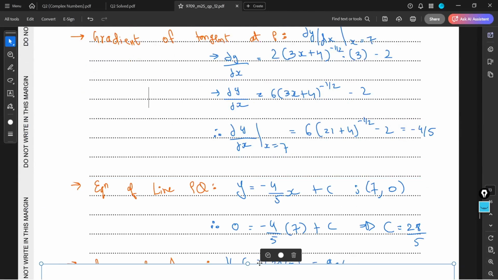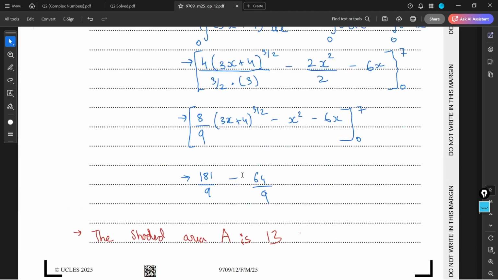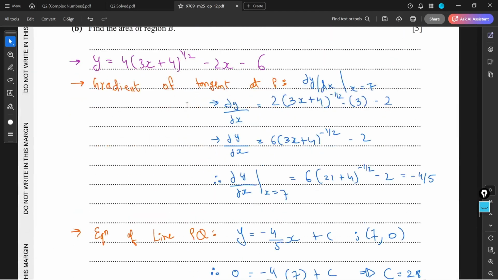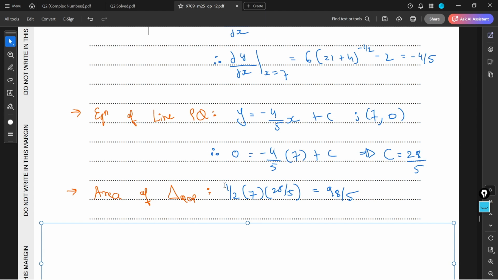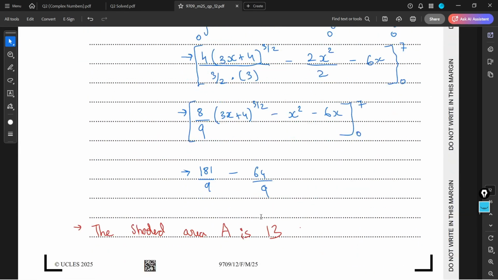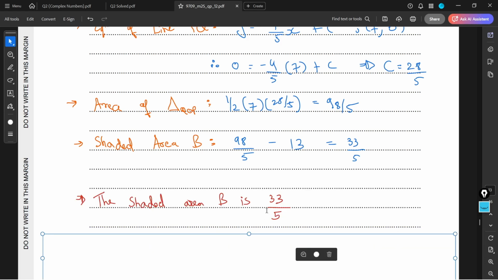So I'm going to use y = mx + c and substitute the value of y as 0, x as 7. The gradient, as I mentioned, was minus 4 by 5. And then just make c the subject of the formula to get it to be 28 by 5, which means that the height of this triangle is 28 by 5 itself because the y-intercept is the height itself. So because now I have the height of the triangle, I'm going to do half into base into height. Base is 7, height is 28 by 5. So the area of the triangle will be 98 by 5. And then from the 98 by 5, if I remove the area from part A, which is 13, I'll be left with 33 by 5 being the final answer for part B.